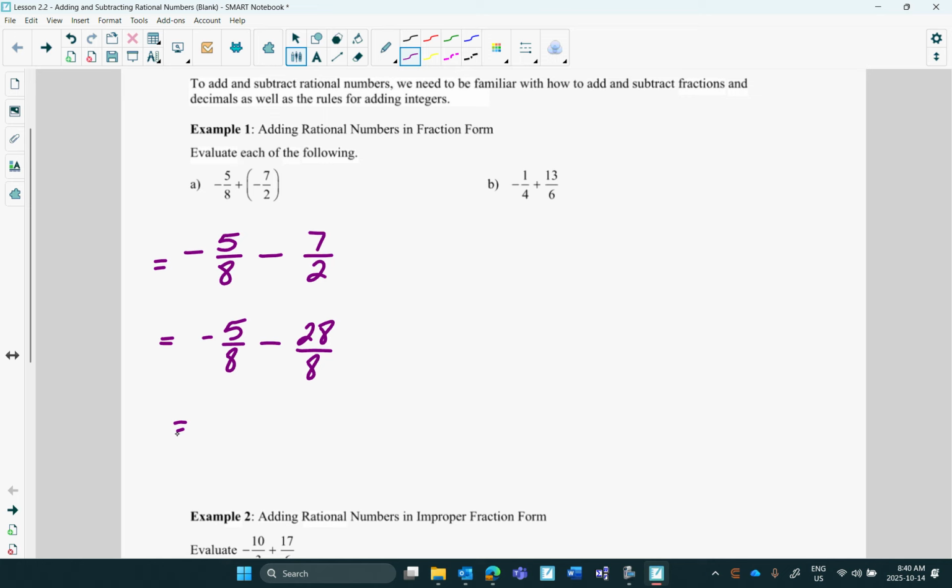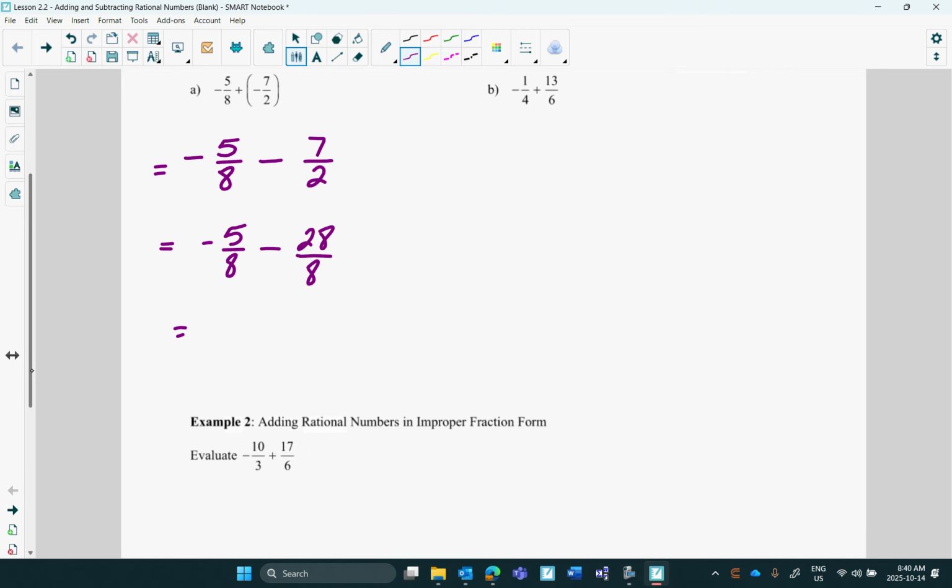Now this is where students will often make mistakes. They'll forget the negatives. What is negative 5? Because remember, we can put the negative up top, right? Negative 5 minus 28. What is negative 5 minus 28? 23? That's plus, that's adding. That's the answer if you add that. Yeah. Negative 33. And remember, we still got it over 8. Can you reduce that? No. Done.